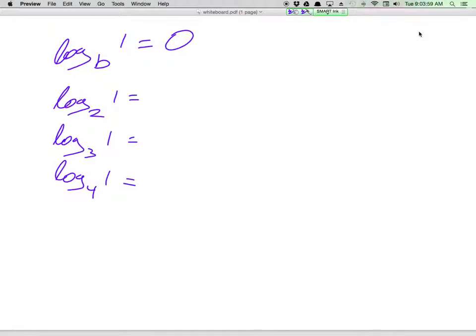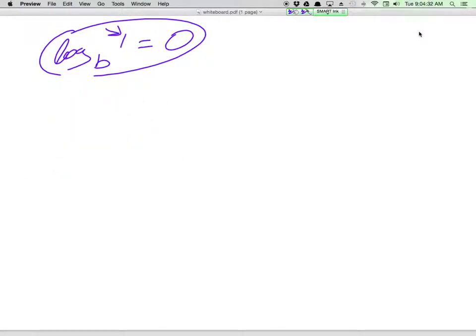Okay, Hunter, why does it equal 0? Because anything to the 0 power is 1. And remember, what is the log asking for? It's asking for an exponent. So it's asking what exponent of b gives me the number 1. And it doesn't matter what that base is. If I put an exponent of 0 on that base, what will it always equal? 1. So that's the first property we need to know. Anytime this number right here is 1, my answer will be 0. Okay, that's the first property.